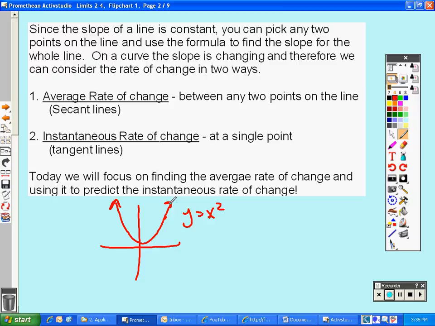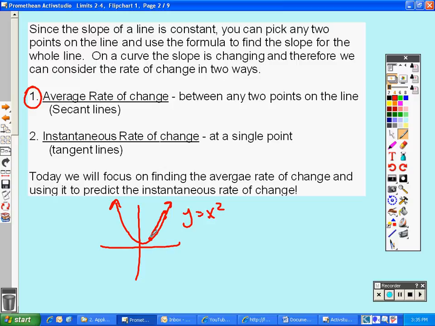So we can think about these rates of change or this slope in two different ways. We can think of it as an average rate of change, right, which is what we're going to actually talk about today. And it's when we pick randomly 2 points on a curve and find the slope of the line between them. And this will be an approximation for the rate of change for the whole function between these two values. And we can also think about instantaneous rates of change.